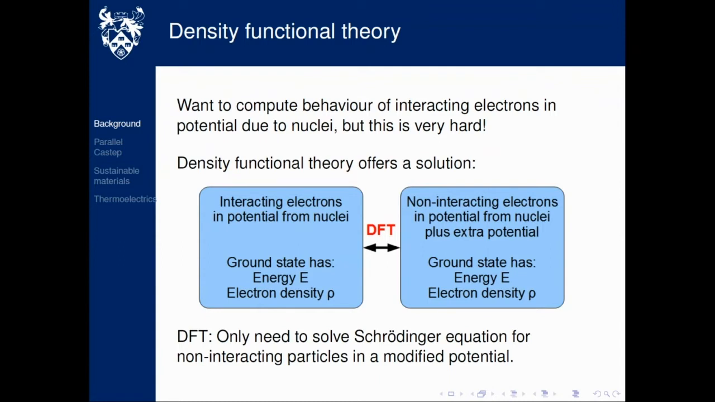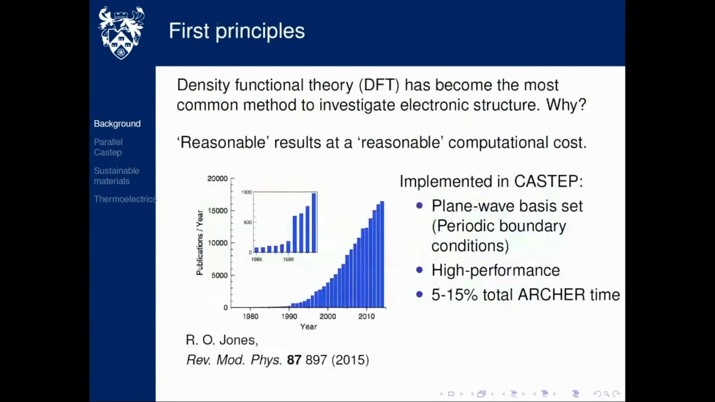So the key take-home message is that we're effectively solving the Schrödinger equation, but we're doing it by solving an equivalent form that's easier. There is a catch. I said that you need to add this extra potential, this modified potential, and actually nobody knows what that should be. But there are reasonable approximations that do a pretty good job in most circumstances.